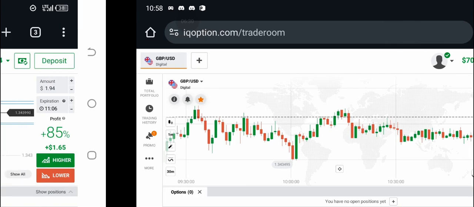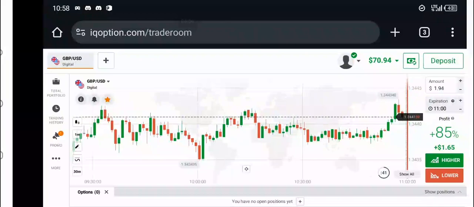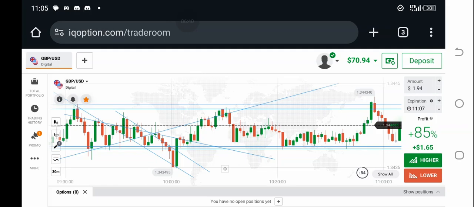Now look at the same screenshot here. This is the same screenshot after plotting all the levels. You can always pause the video and go back and check very well.